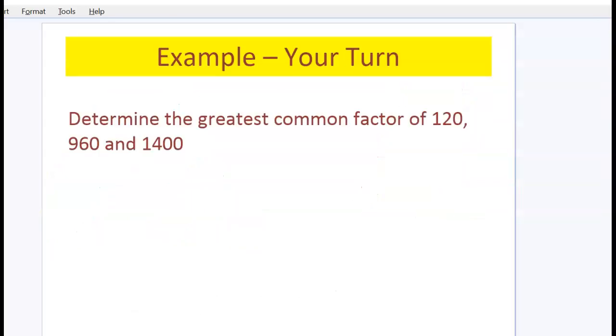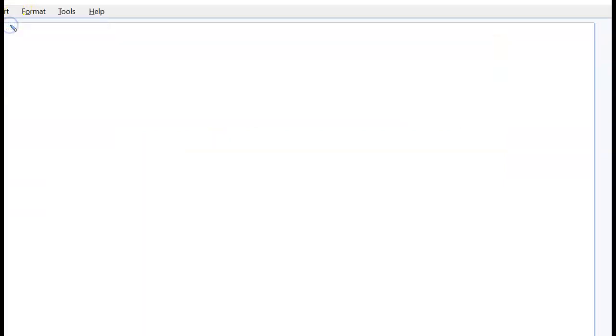All right. Now we have 3 numbers. We want to find the greatest common factor of these 3. So let's go through the same process. We're going to start with 120. Our next number was 960. And our third number is 1400. Now I'll try to squeeze all these prime factors into this page.